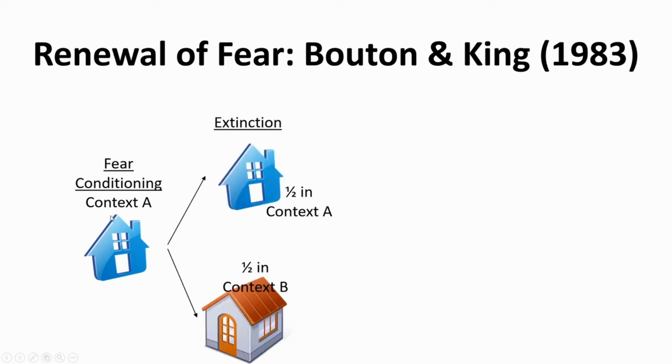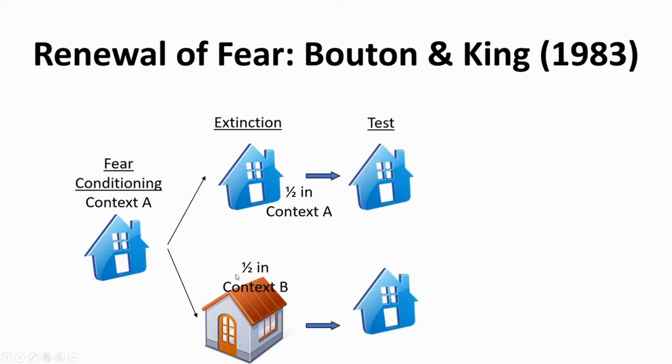They could then have two different groups here. Half of them received extinction in context A, so they weren't brought anywhere else. They stayed in the location where they originally were conditioned for that fear response. But half of the rats were brought to context B, a new location. So half of them experienced extinction only in this new location. For testing, they were then brought back to context A, or in this group here, they stayed in context A and they were tested. So what happens when this tone plays in context A?